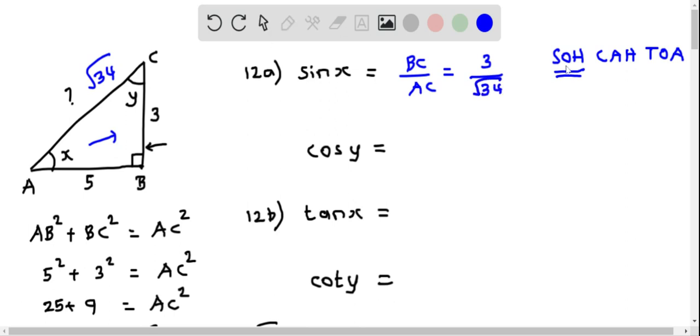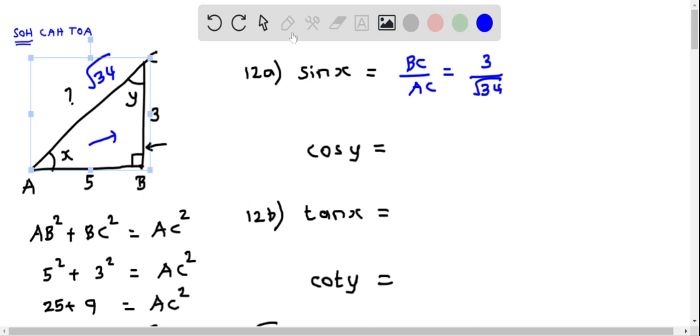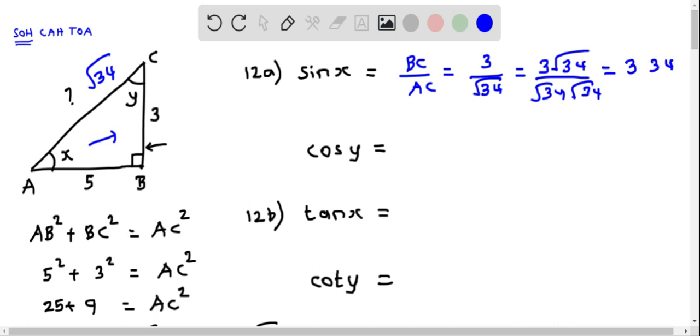We will rationalize this. So we have to multiply by root 34 and divide by root 34. When we do that, the numerator is 3 times root 34, and the denominator is root 34 times root 34, which is 34. So this is sin x, that is 3 times root 34 over 34.